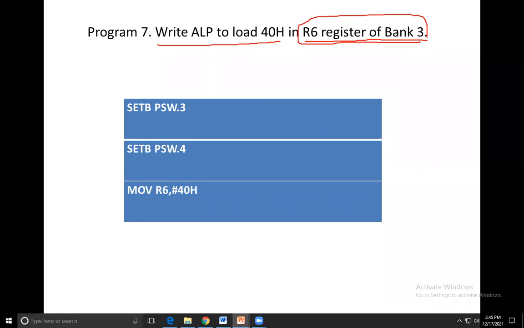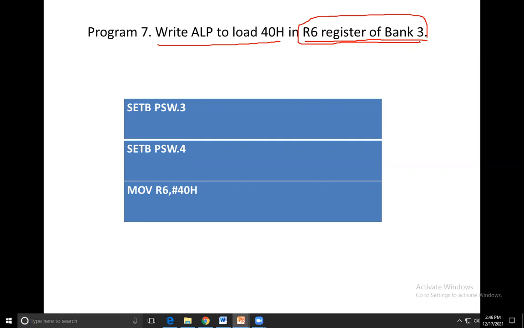In previous programs, at the time of the practical session also, we directly used the registers R0, R7, R5. But by default 8051 takes bank 0, which means the R6 register is of bank 0, and the R7 register is also bank 0. So by default bank 0 is selected by the 8051, and from that bank we take the registers given in the program.